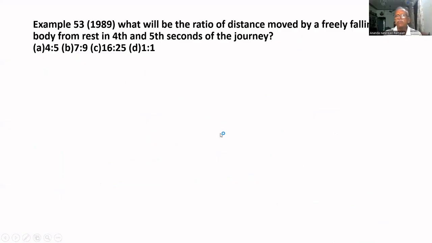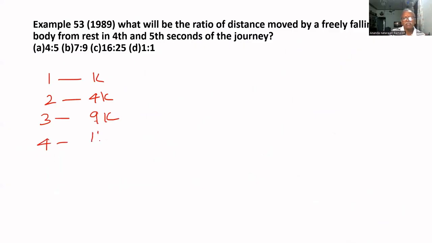What will be the ratio of distance moved by a freely falling body from rest in the 4th and 5th second of its journey? Already we solved this type of sums. Freely falling body means 1st second K, 2nd second 4K, 3rd second 9K, 4th second 16K, 5th second 25K. It is asked 4th and 5th. So 25 minus 16 is 9K. 16 minus 9 equal to 7K. Therefore, 7 is to 9. This is the answer.